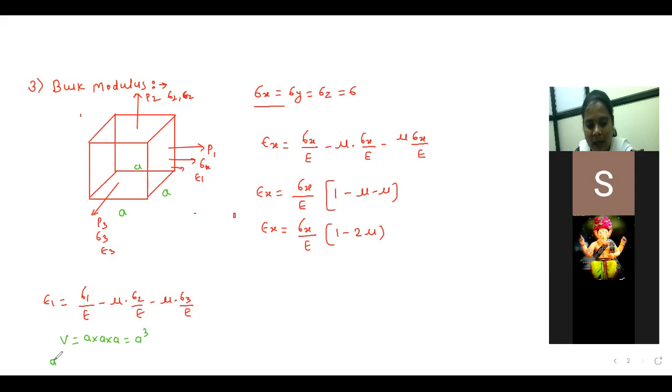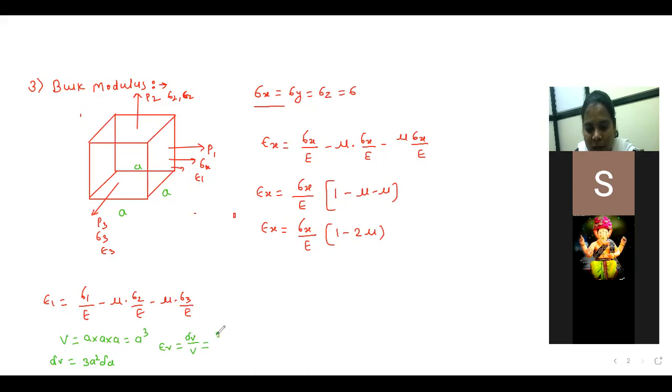Suppose I have to take the derivative of this volume. So del V is equal to the derivative of A cube, which is 3A square into del A. This is our derivative. Suppose you have to find the volumetric strain. So volumetric strain epsilon V is equal to change in volume upon original volume.